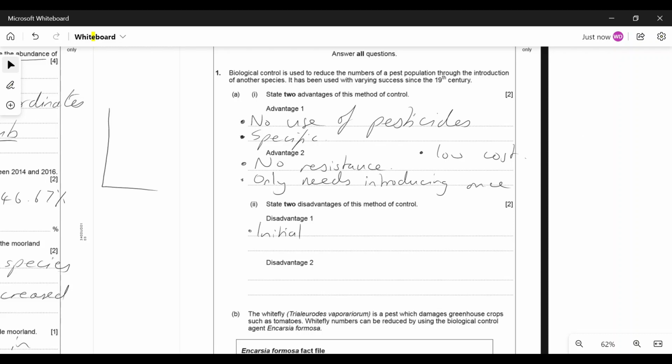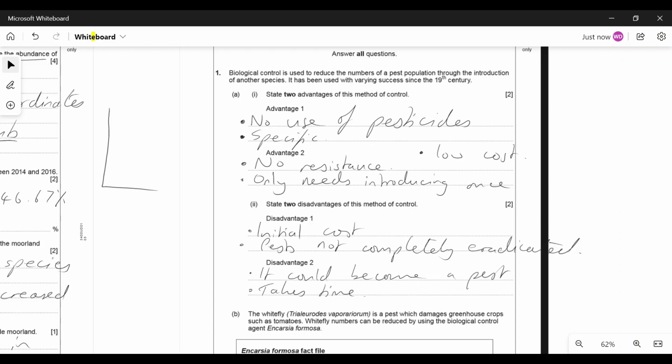It costs a lot of money to research biological control to see if there is going to be an effect. Not all the pests are going to be eradicated. It could become a pest itself. Or you could also say it could disrupt the food chain or outcompete other species. It takes time to actually work, and it could introduce disease.